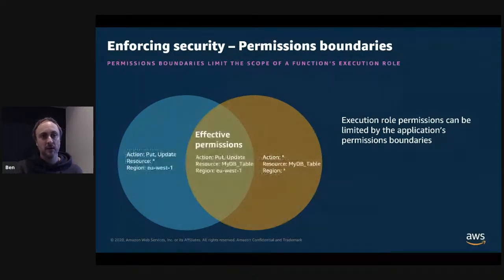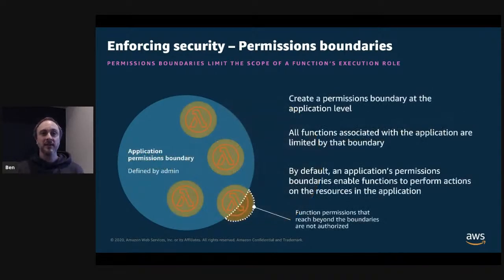So here's an example of how that looks, right? My permission boundary is the blue circle, and that's able to perform a put and an update on any resource in the EU West 1 region. And then my Lambda execution role, the orange circle, is allowed to perform any action on a table called MyDBTable in any region. Now, the effective permission that this Lambda function is actually granted is to perform put or an update on that MyDBTable in the EU West 1 region. It's the intersection of those two boundaries.